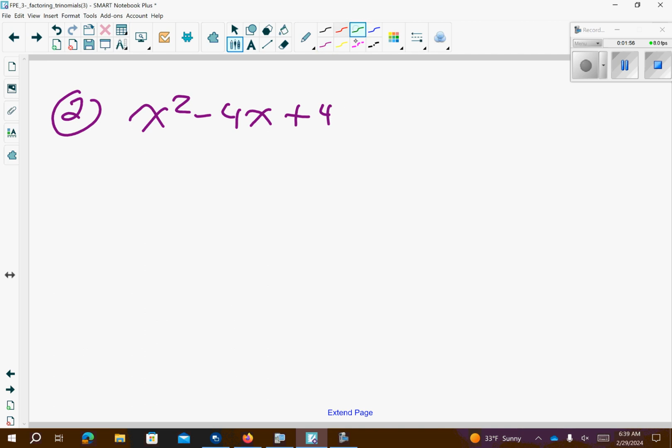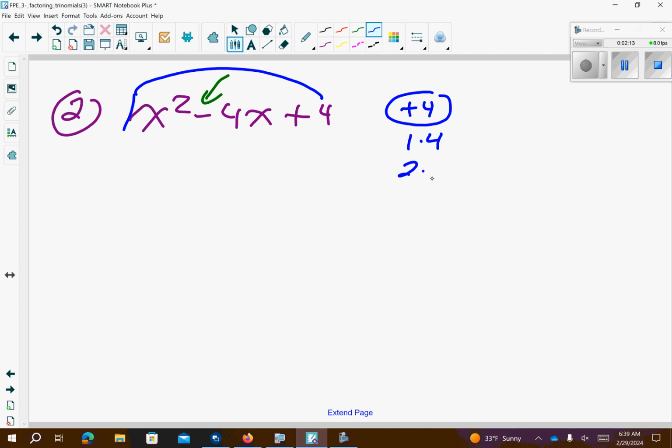Now there's one thing I want you to see on this change. There's a negative there, so we're going to keep that in mind when we start this problem. Let's put a 1 out front. 4 times 1 is positive 4. In order to multiply two numbers together that get 4, it could be 1 times 4. It could also be 2 times 2.